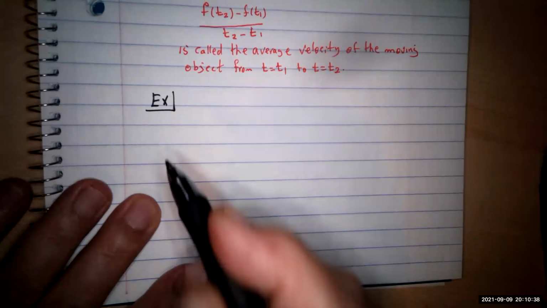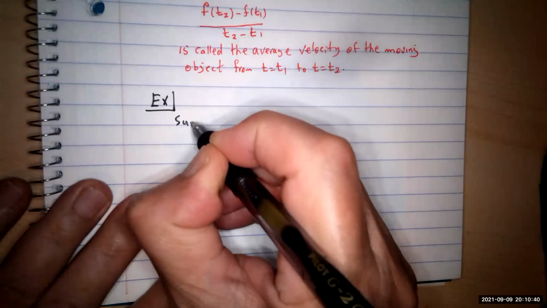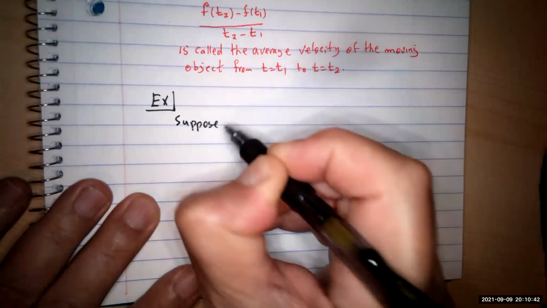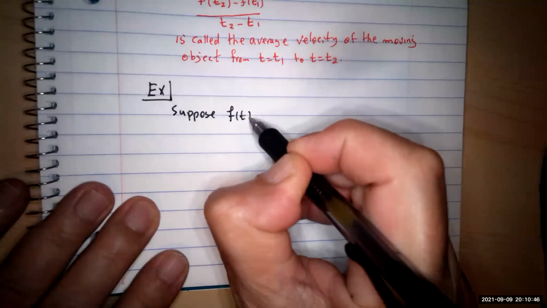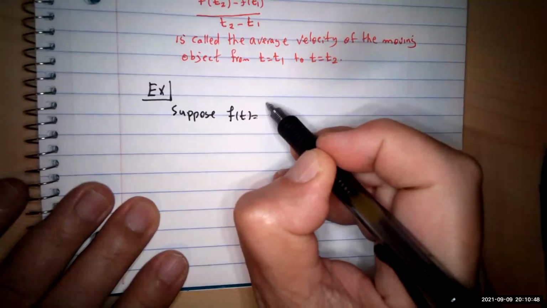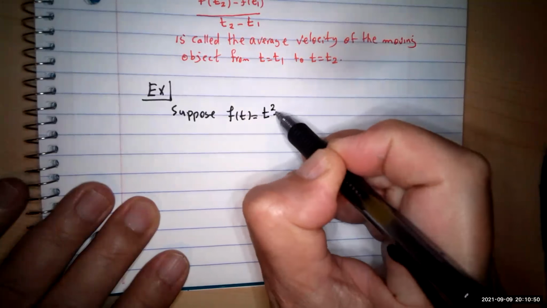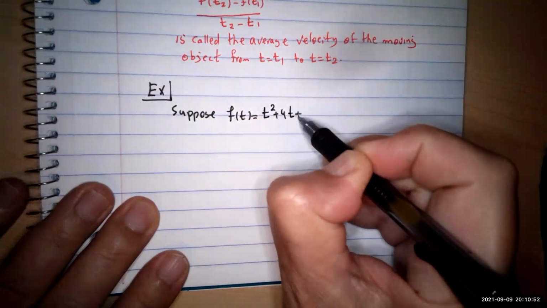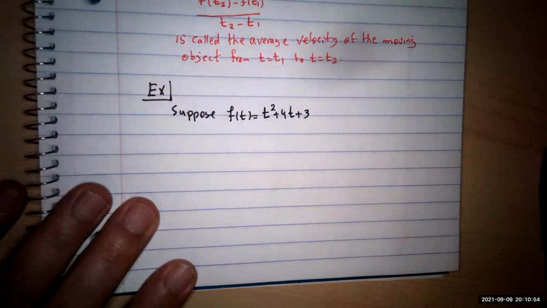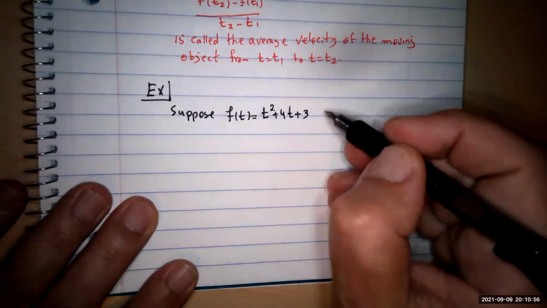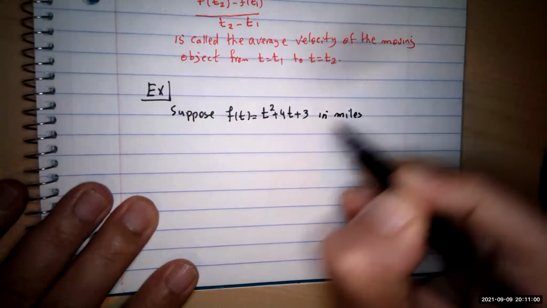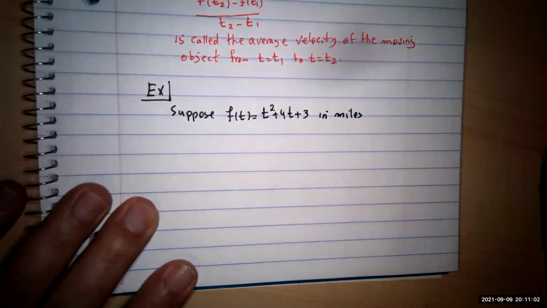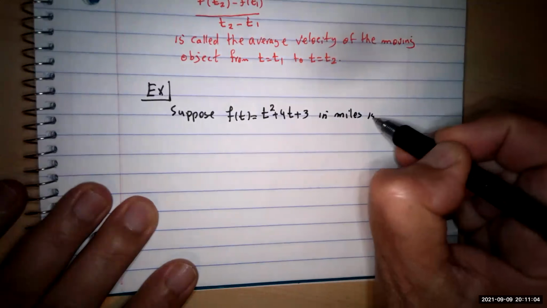Okay, so don't be surprised. Some people on the test, when I give them this type of problem, they don't touch it. You have to get to application problems. These are the nice problems. So f of t equals t squared minus 4t plus 3. Suppose this is your position in miles.